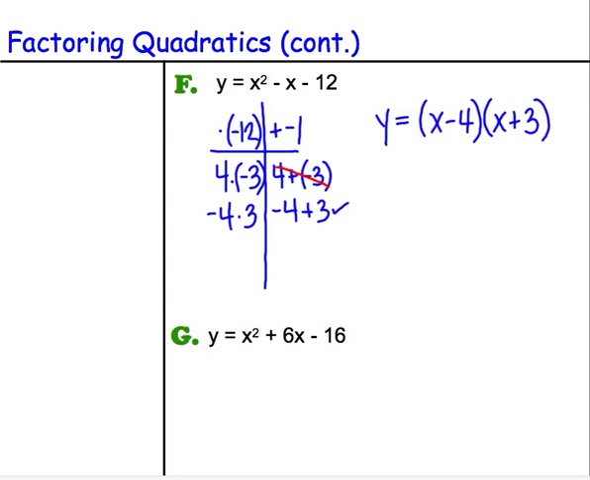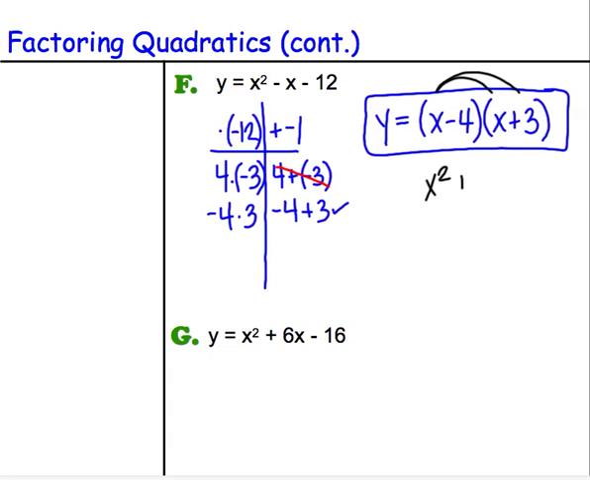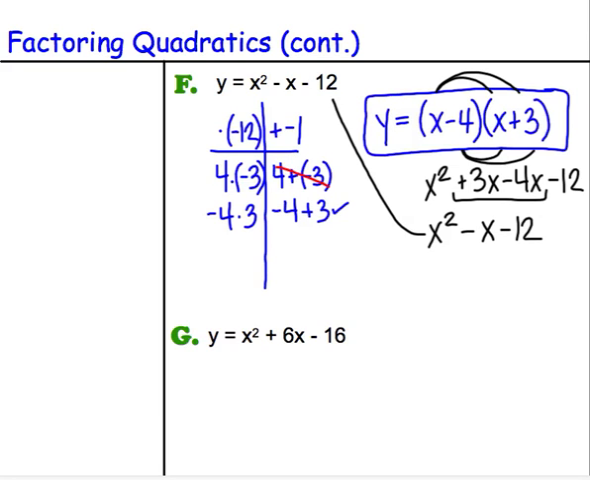Now, a question that might be coming up is, does it matter whether the x plus 3 is first or second? It does not matter, so please make sure that you don't get hung up with that, because I will be looking to see that your binomials are correct, not that the order is correct. So if I check this, x times x is x squared, x times 3 is plus 3x, negative 4 times x is minus 4x, and negative 4 times 3 is minus 12. Combining like terms, 3 minus 4 is negative 1, so I'll just put negative x minus 12. That does check out with what I've got, so we're good to go.